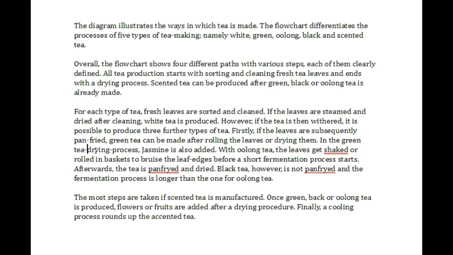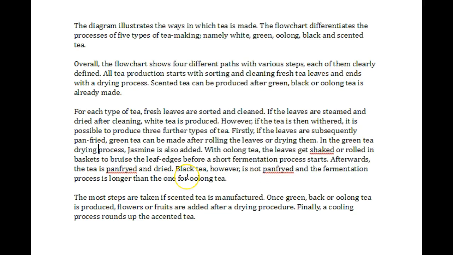I don't think these are necessary here, actually. In the green tea drying process, jasmine is also added. With oolong tea, the leaves get shaken, irregular verb, shaken or rolled in baskets to bruise the leaf edges before a short fermentation process starts. Afterwards, tea is pan-fried and dried. Black tea, however, is not pan-fried. And the fermentation process is longer than the one for oolong tea.